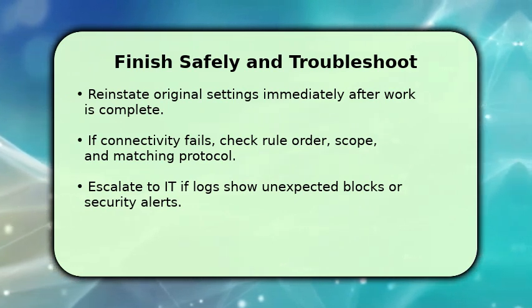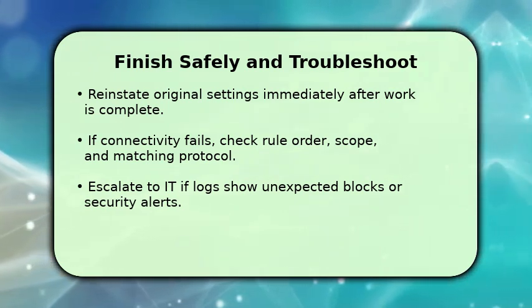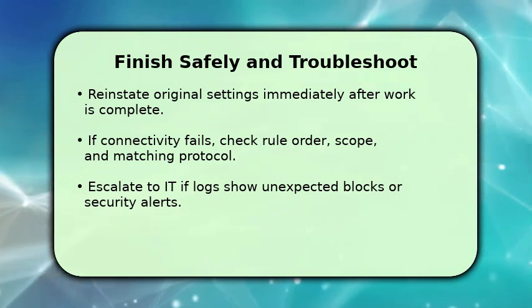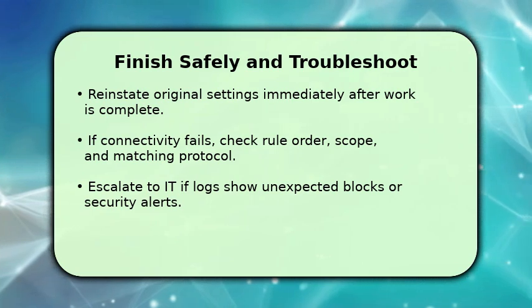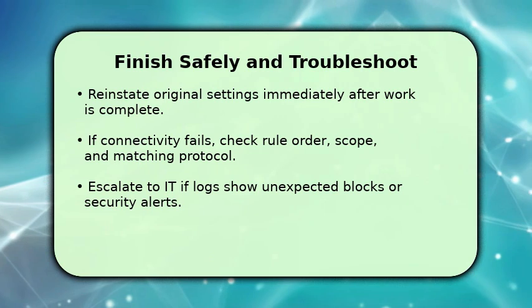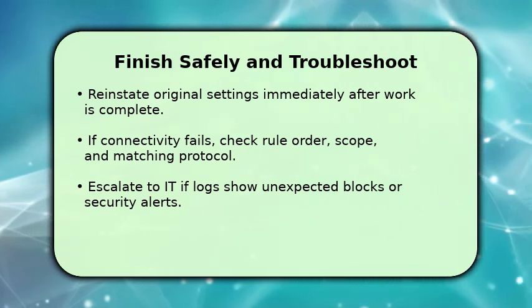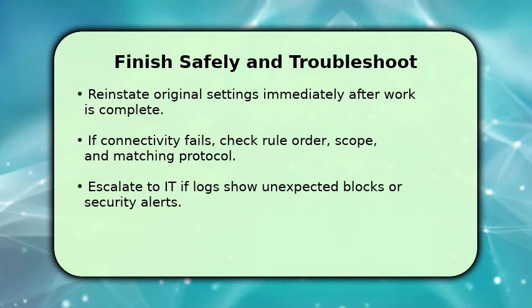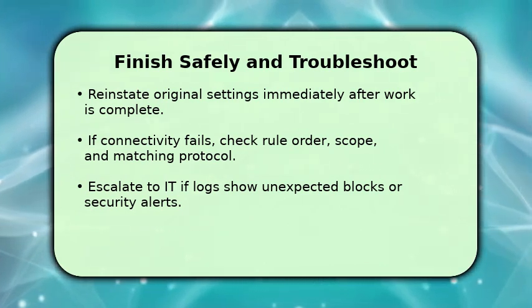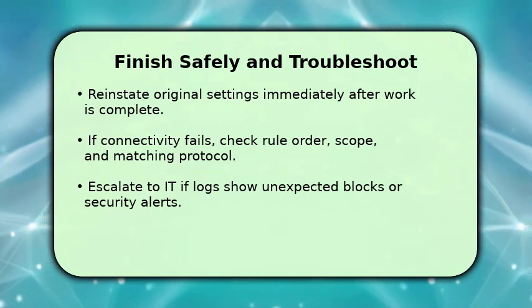If the intended connection still fails, review the rule's order and scope, confirm the correct port and protocol, and verify logging for blocked attempts. Make sure to check for conflicting security software that may override firewall rules. If you encounter unclear errors or security alerts, stop and escalate to your IT or security team rather than continuing to widen protections.